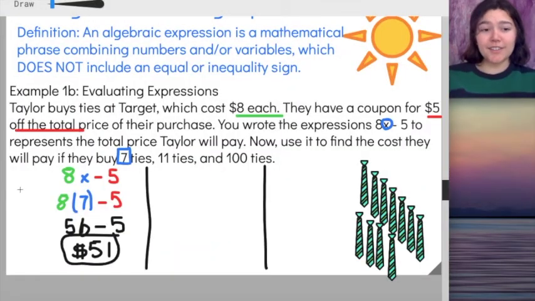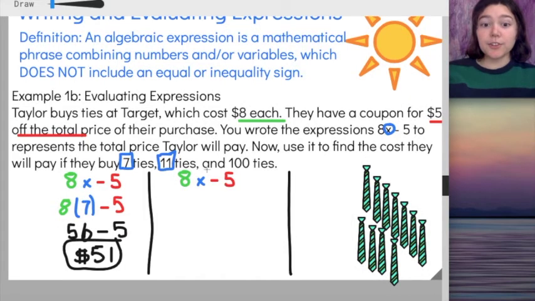Okay, so now we have 11 ties. So we're going to do the exact same thing with 11. What we're doing here is we are evaluating this expression, 8x minus 5, when we have 11 ties. Okay, so that's what evaluating an expression means. So I rewrote my expression here, and then I want to evaluate my expression for x is equal to 11.